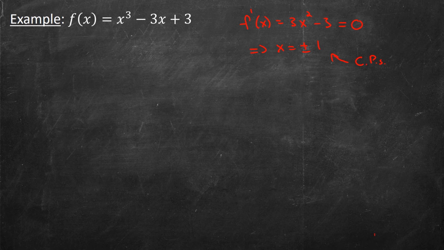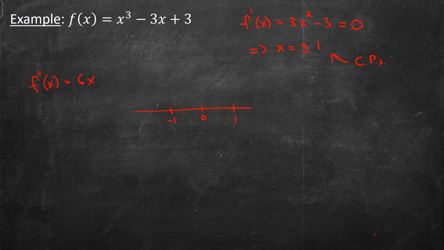But what we want to now do is analyze the second derivative at these two different points to determine whether these are maximums or minimums. So if I compute what f double prime of x is going to be, f double prime of x is just 6x, and 6x is positive when x is positive and negative when x is negative. So I can draw a little chart. I can put in my minus 1, I can put in my 0, and I can put in my 1.